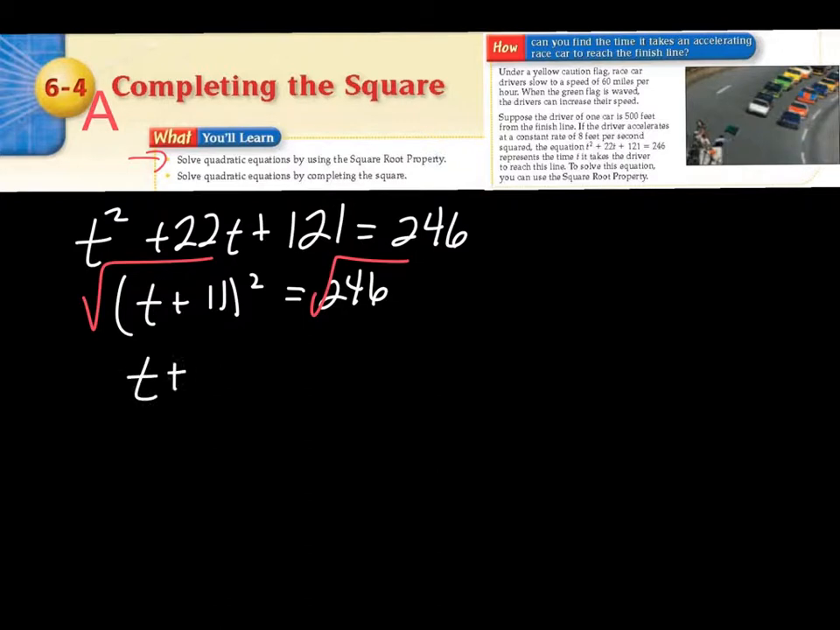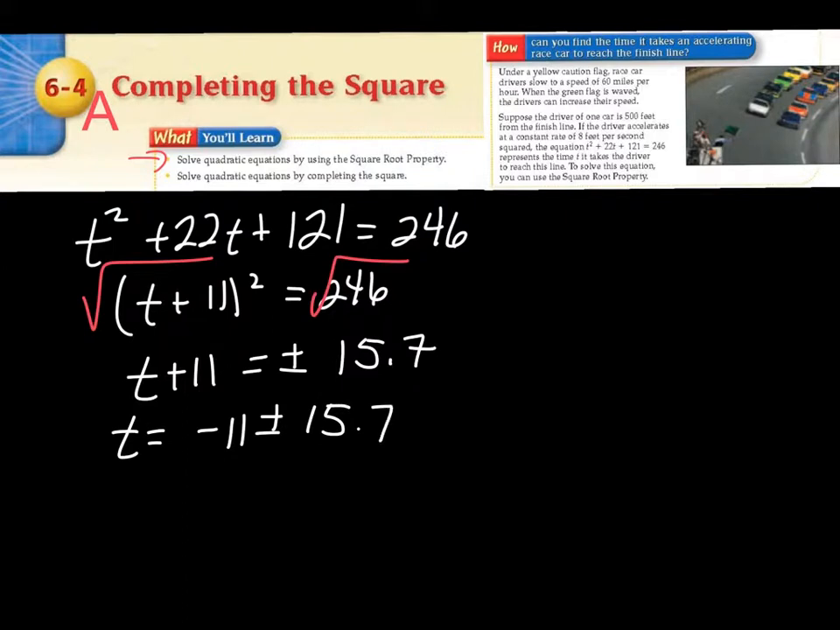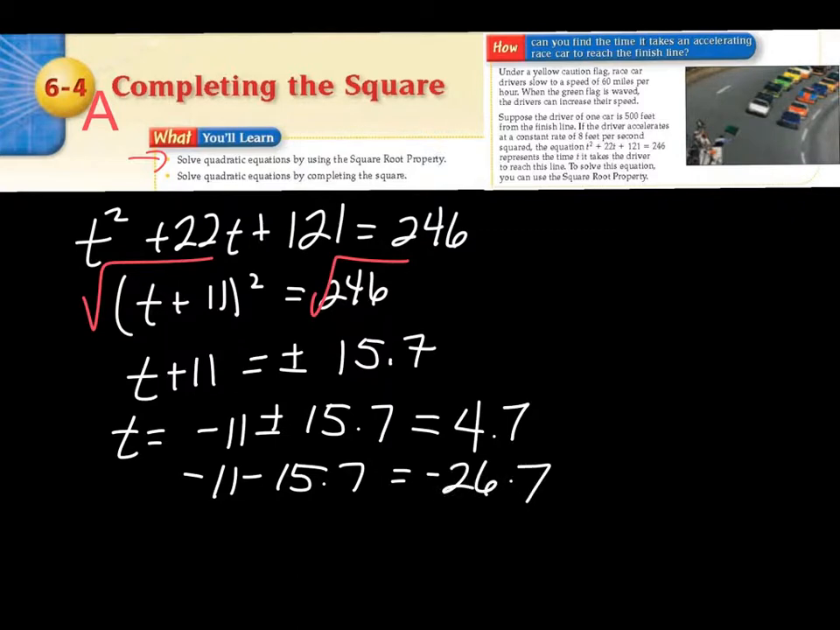I've got t plus 11 equals plus or minus the square root of 246, which is about 15.7. So t equals negative 11 plus or minus 15.7. Negative 11 plus 15.7 is 4.7. Negative 11 minus 15.7 doesn't make sense in this situation because we cannot travel backwards in time.